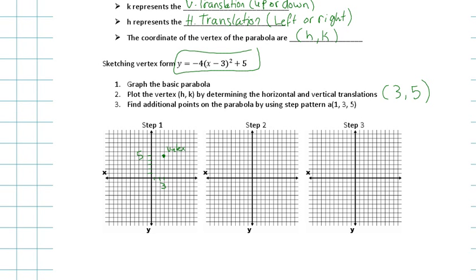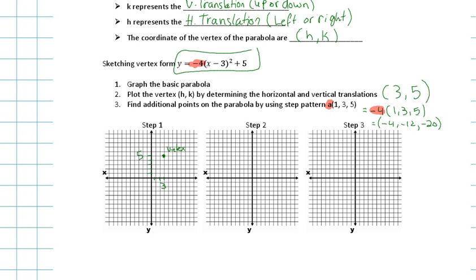Now, after you locate your vertex, you're going to look at your step pattern. What's your A value here? Negative 4. So my step pattern, which used to be 1, 3, 5, is going to be what? The A value is -4. So I have to multiply the 1, 3, 5 by the A. So it's going to be -4 times 1, -4 times 3, -4 times 5. That gives me my step pattern of -4, -12, -20.